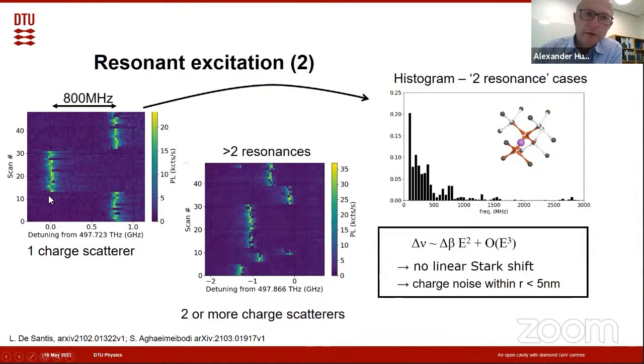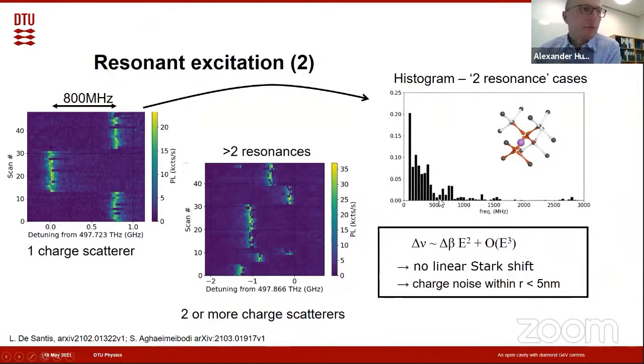If you now take the cases with just two resonances, or two spectral lines, and make a histogram, this is shown here on the right-hand side. Some of the emitters scatter and have jumps which go up to the gigahertz range, but most of them are contained at frequencies below a gigahertz, peaking close to 0.